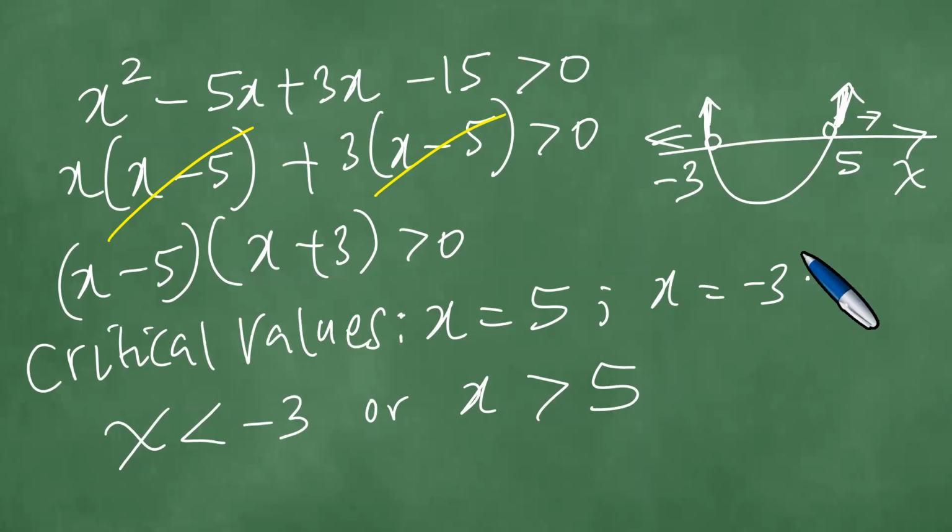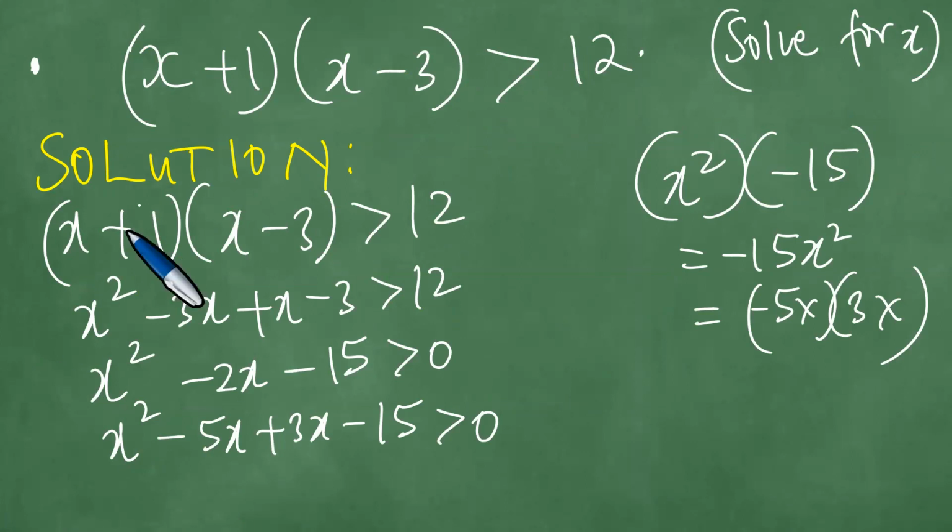How do you know if these answers are correct? Okay, to know if these answers are correct, you can check. When this says x must be bigger than 5, for example, you go back to the original inequality. You can pick any random x value bigger than 5 to check these.